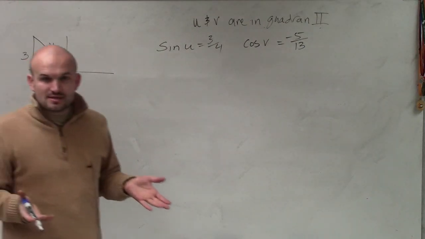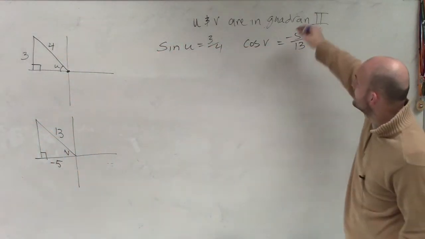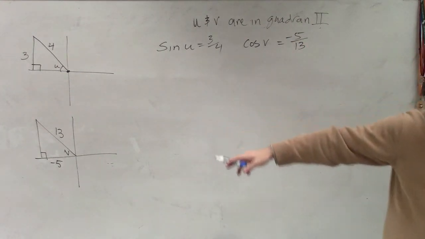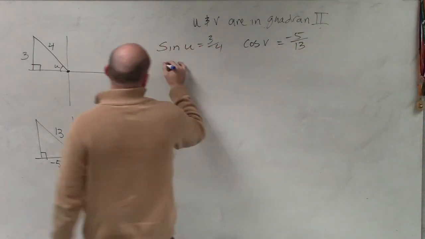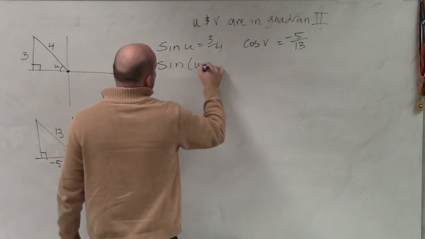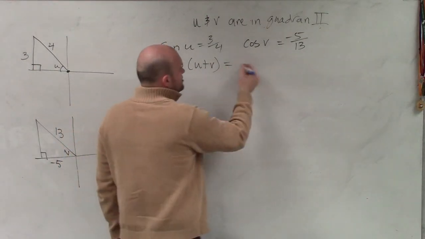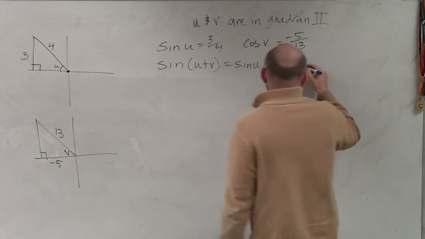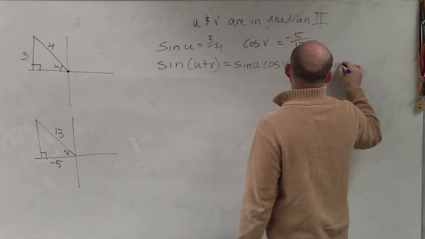Now let's look into the sine formula. The question is sine of u plus v. So to do sine of u plus v, you have to use your formula, which is the sine of u times the cosine of v plus cosine of u times the sine of v.